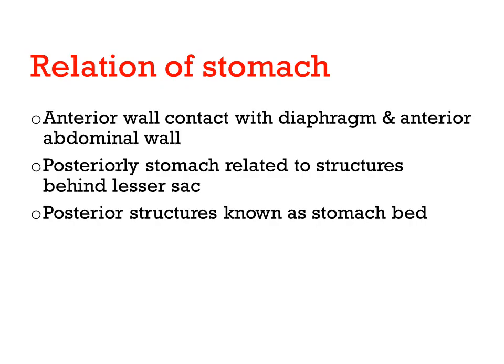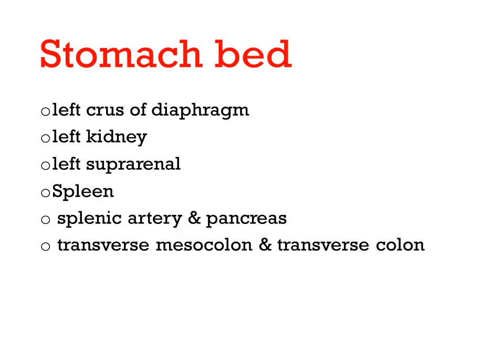Relation of the stomach. The anterior wall contacts the diaphragm and anterior abdominal wall, and the posterior stomach is related to the structures behind the lesser sac, called the stomach bed. The stomach bed is the left crus of diaphragm, left kidney, left suprarenal, spleen, splenic artery, and pancreas, and also the transverse mesocolon and transverse colon. These are the structures of the stomach bed, found behind the lesser omentum.